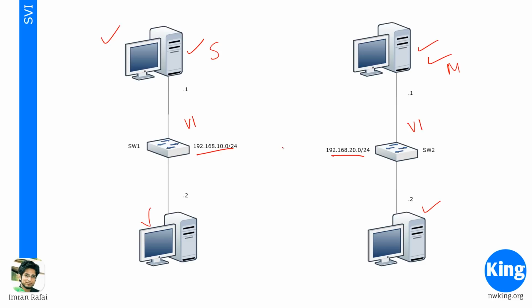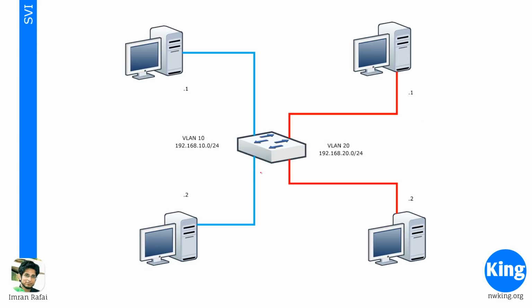The only way you can get them to communicate is by putting a router in between, a layer 3 device, and connect a wire from switch 1 to the router and another wire from switch 2 to the router. Since it's a layer 3 device, it can do inter-network routing, which is what we learned all this while. So to route traffic from one network to the other, you need a layer 3 device, and that's how you do it.